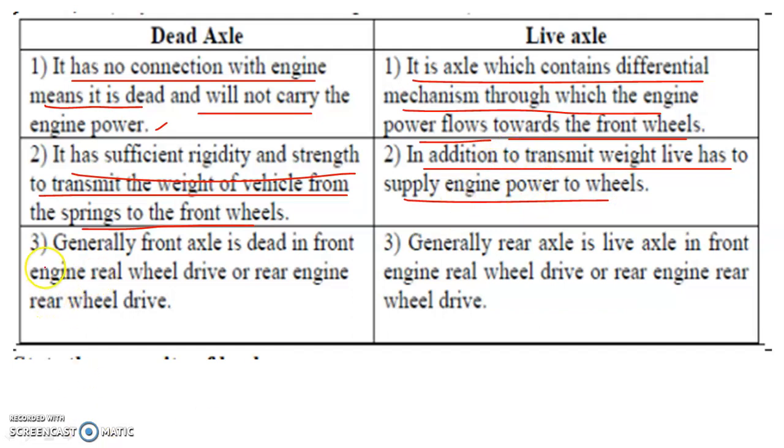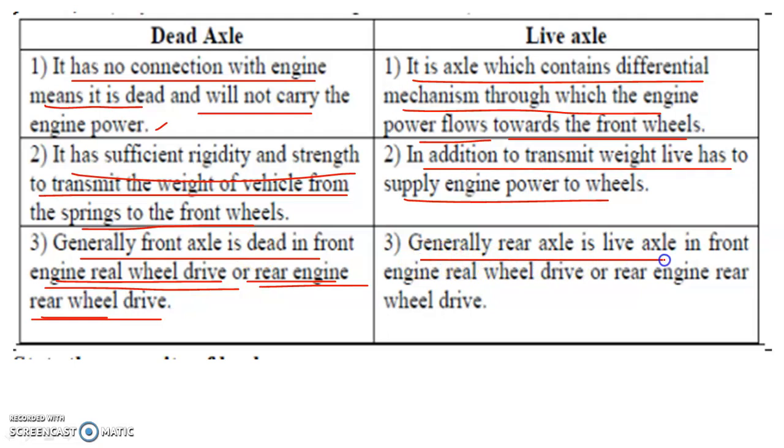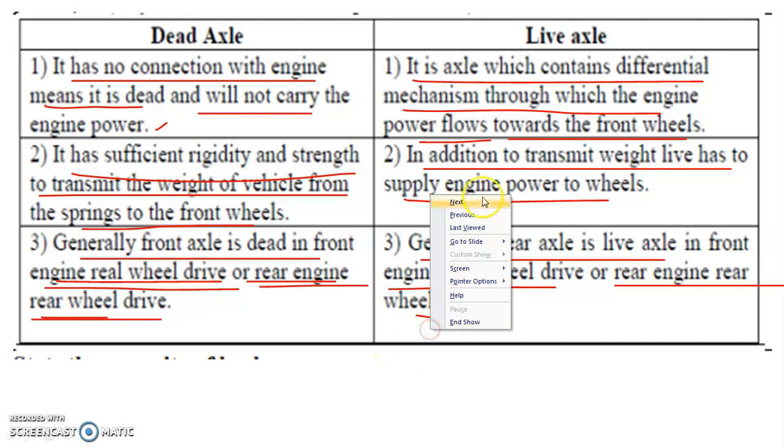Generally, the front axle is dead in front engine rear wheel drive, or rear engine rear wheel drive. We have seen the vehicle layout. In that, there is front engine rear wheel drive and rear engine rear wheel drive. Generally, the front axle is dead in this case. In case of live axle, what is there? Generally, the rear axle is live in front engine rear wheel drive or rear engine rear wheel drive. So these are the different points of differentiation between the dead axle and the live axle.